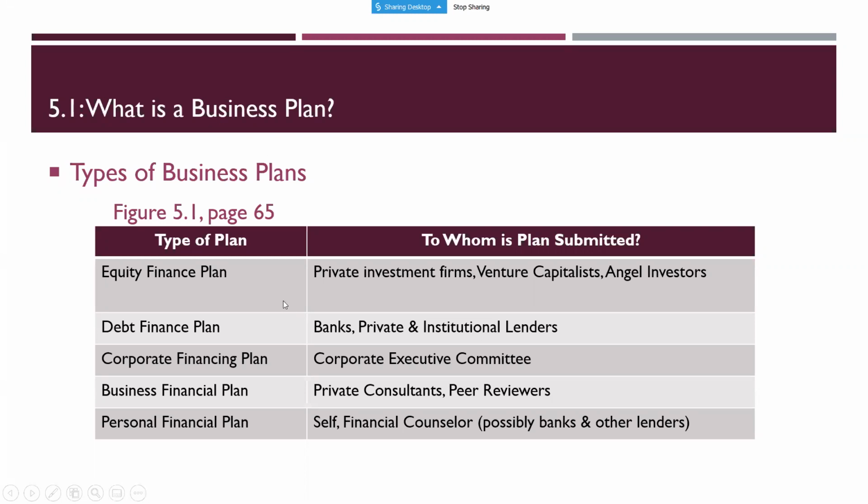So you could have an equity financing plan, debt financing, corporate. These are all different financial plans and to whom they're typically submitted. What we're going to get into is a general business plan. And that's section 5.2, and that's where we're going to spend the majority of our time in this chapter. And if you are getting a bank loan, you may be asked to present not only a business plan, but also a personal financial plan. It's possible.